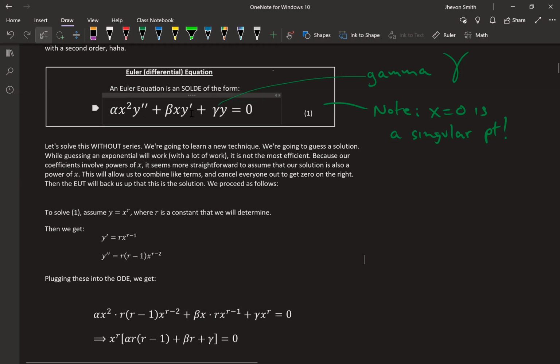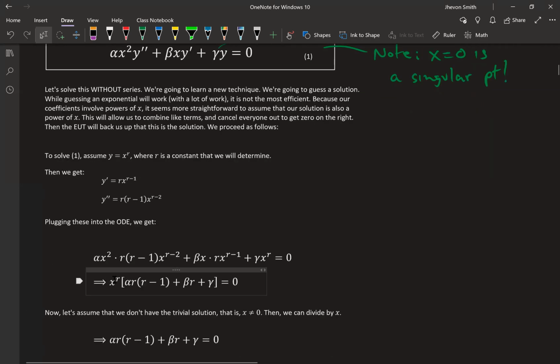So now when we plug them in here, we can get like terms that we can combine and cancel each other to get 0. If your y is x to the r, then your y prime is going to be r x to the r minus 1. Your y double prime is going to be r times r minus 1 times x to the r minus 2. Plug that into the original ODE. You would get this thing here. You'd be able to factor out a common x to the r, because here you get the x squared times the x to the r minus 2, that will become x to the r. The x times the x to the r minus 1 would become x to the r. So you get x to the r as a common term. You can factor out x to the r.